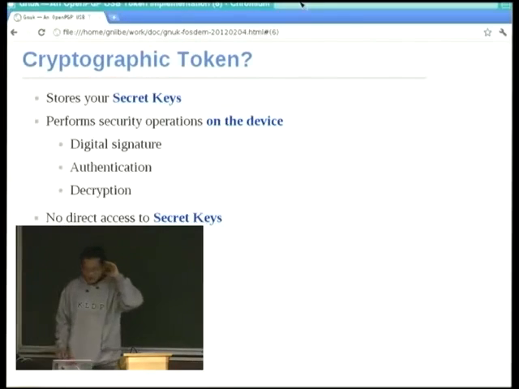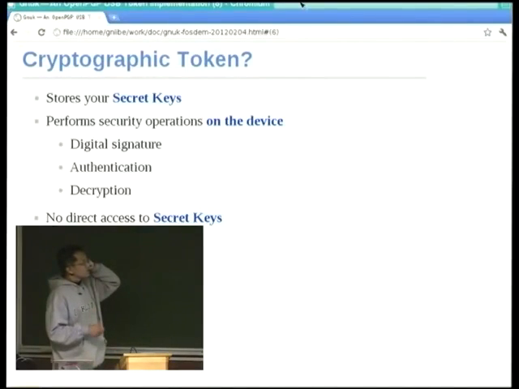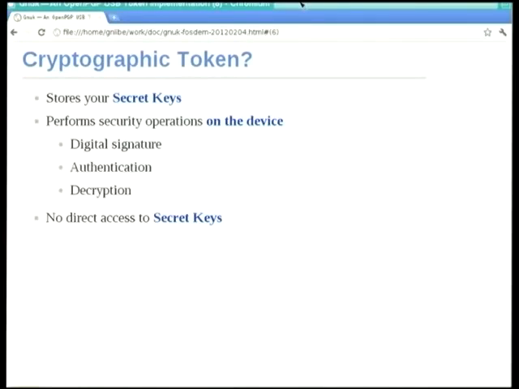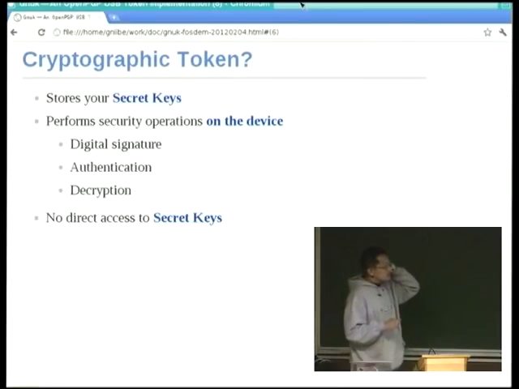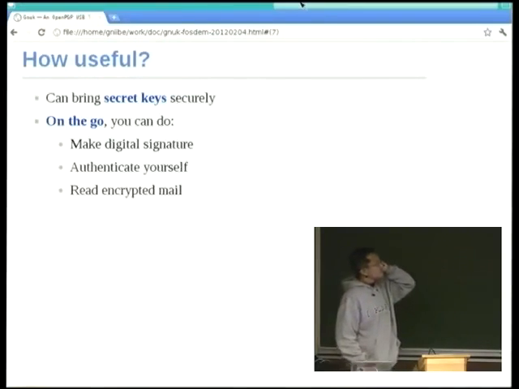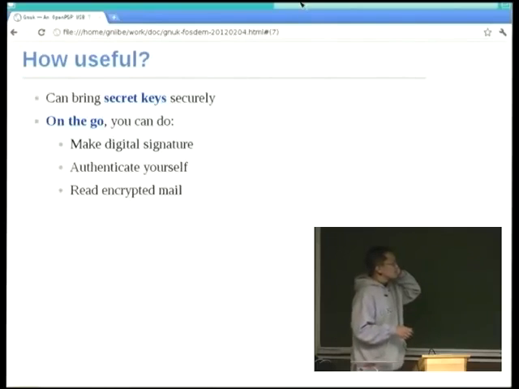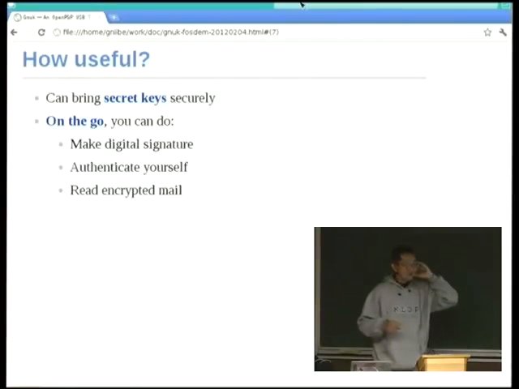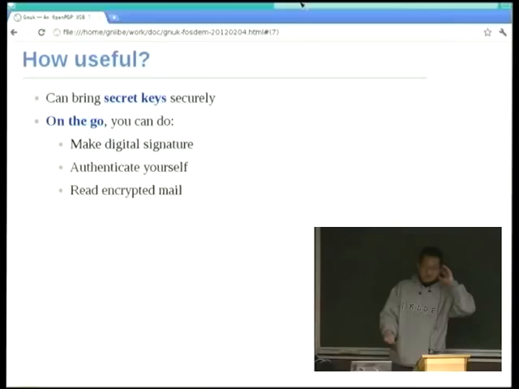Let me explain about cryptographic tokens. It stores your secret keys and performs security operations on the device, such as digital signature computation, authentication, and decryption. Users or anyone have no direct access to the secret keys. How is it useful? We can carry secret keys securely, and on the go you can make digital signatures, authenticate yourself, or read encrypted mail without bringing your notebook computer.